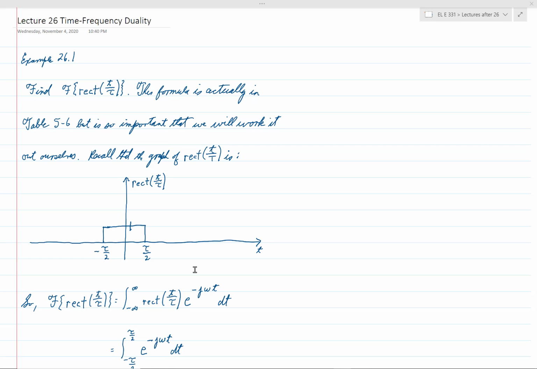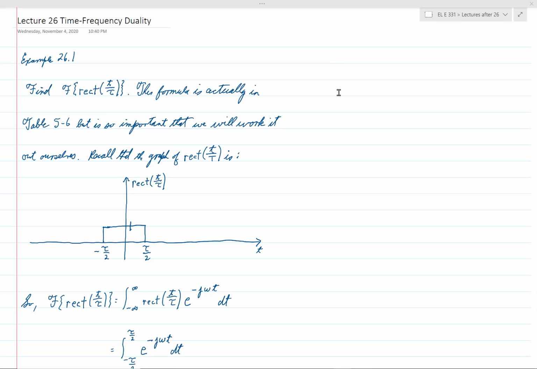In this lecture we will talk about a phenomenon that your book refers to as time-frequency duality. So we will start with example 26.1, and I'll say suppose that we want to find the Fourier transform of the rect of t over tau function.